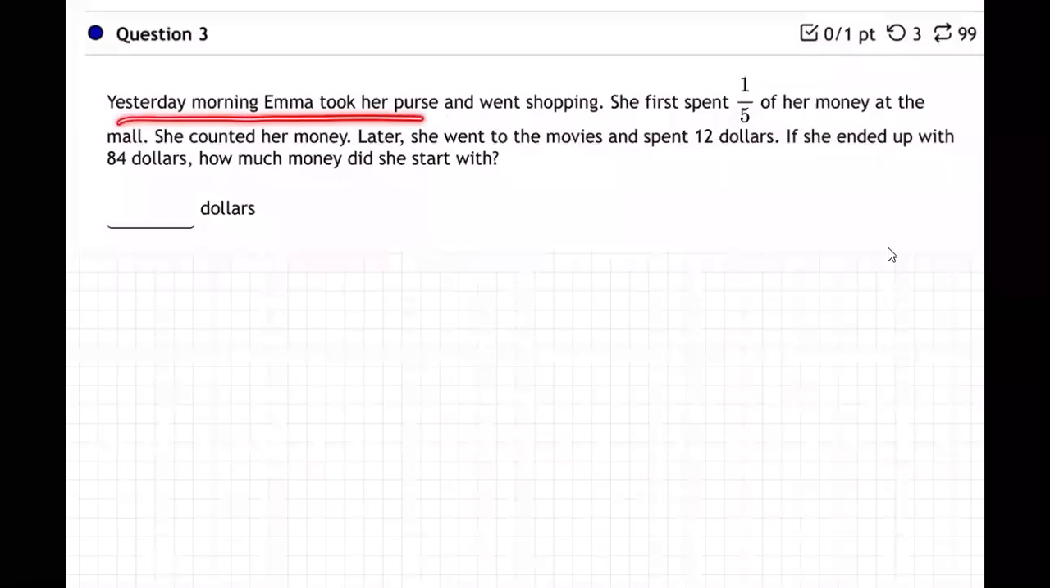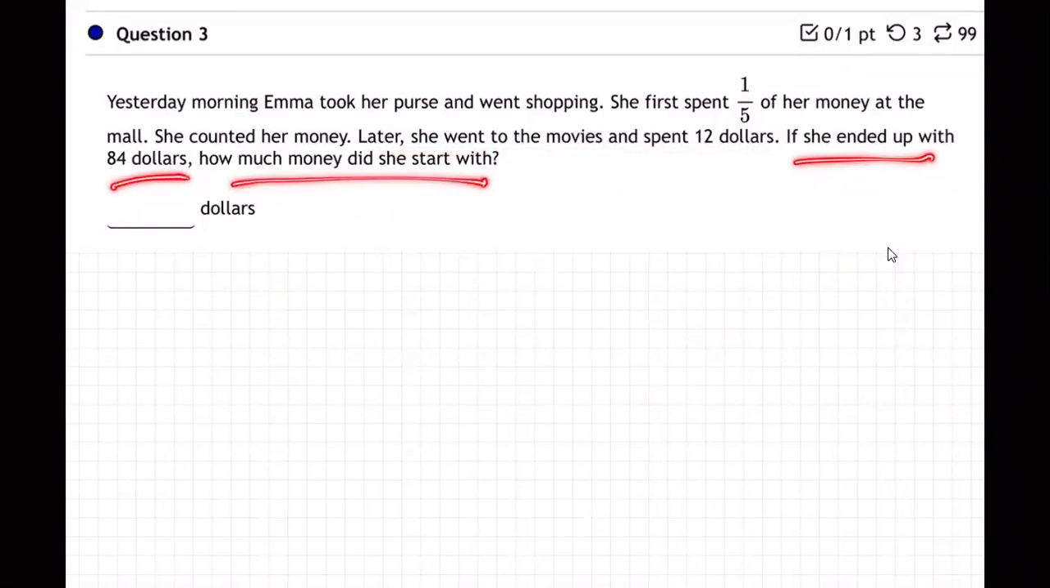So yesterday morning, Emma took her purse and went shopping. She first spent 1/5 of her money at the mall. She counted her money. Later, she went to the movies and spent $12. If she ended up with $84, how much money did she start with?